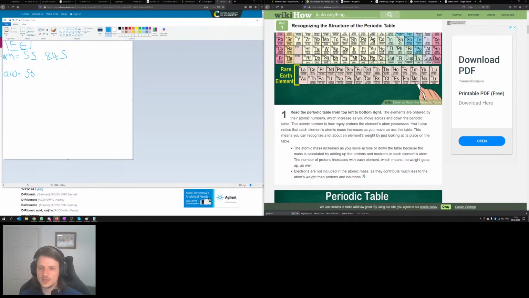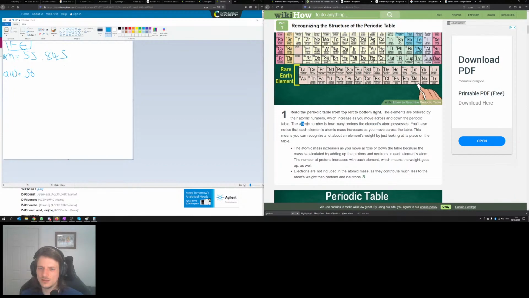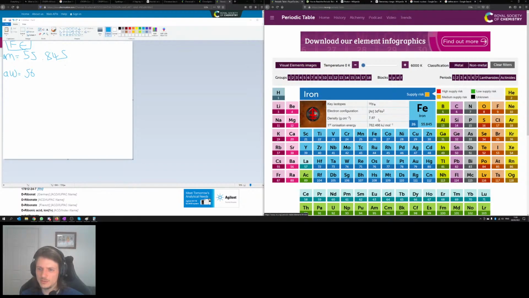The atomic number is how many protons the element's atom possesses. So iron... What? The atomic number is how many protons the element's atom possesses. Well, in that case, that would mean that there's 26. Okay, that makes a lot of sense now.